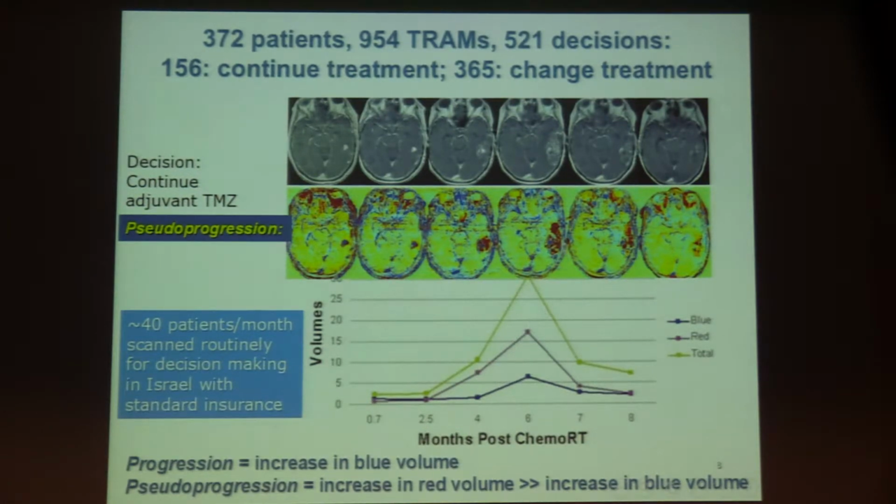And this continued also at 6 months, where the volume peaked, as I said before. At this point, you can see that also the tumor component started to grow, but still the treatment effect component, the red component, grew much faster. And therefore, again, assuming pseudoprogression, the patient continued adjuvant temozolomide, and you can see the nice shrinkage later showing classical pseudoprogression.